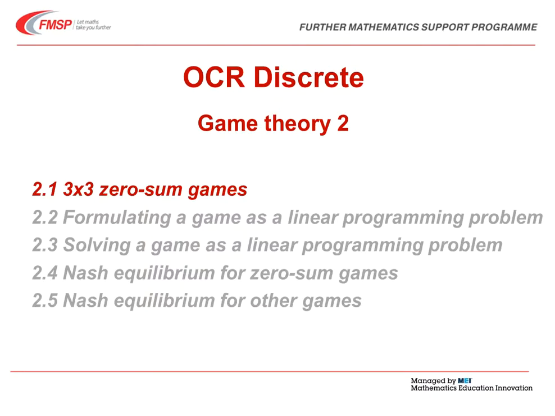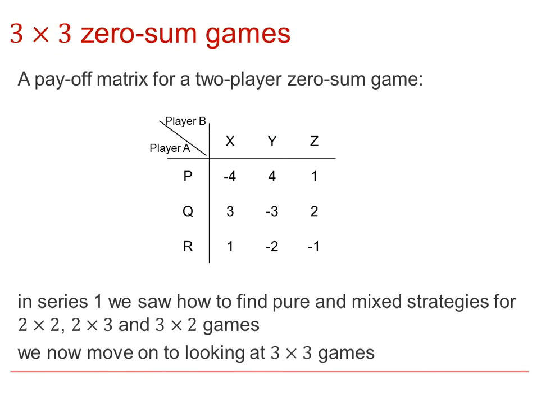Hello, this is the first video of Game Theory Series 2 for OCR Discrete Further Mathematics and considers 3x3 zero-sum games. In the Game Theory Series 1, you were introduced to zero-sum games, and the payoff matrix represents the winnings from the point of view of player A. Also in Series 1, we looked at optimal mixed strategies for each player using graphs, remembering that in a zero-sum game there is no collaborative strategy that benefits both players.